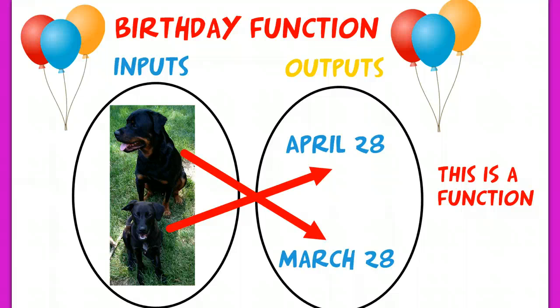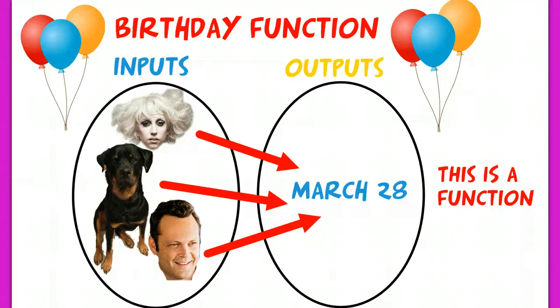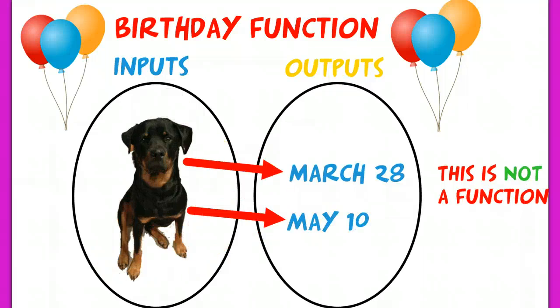Now, that's not to say that there could not be more than one person with the same birthday, right? Walt and Tank are not born on the same day, but other people can all be born on the same day. So for example, Lady Gaga, Vince Vaughn, and Tank all have the exact same birthday on March 28th. Now, this represents a function still because you have multiple inputs with the same output. That's okay, but Tank cannot have two birthdays. He cannot be born on two separate days, so your input cannot have two different outputs. This would not represent a function.